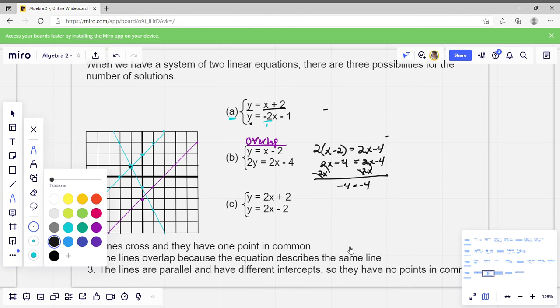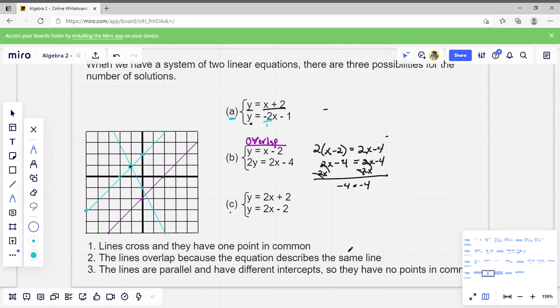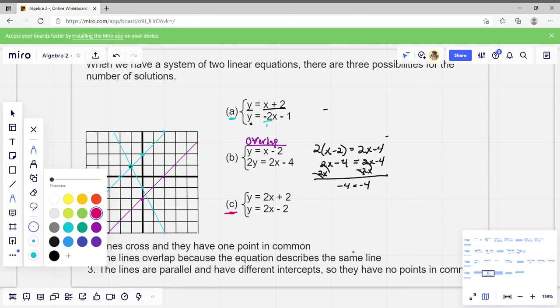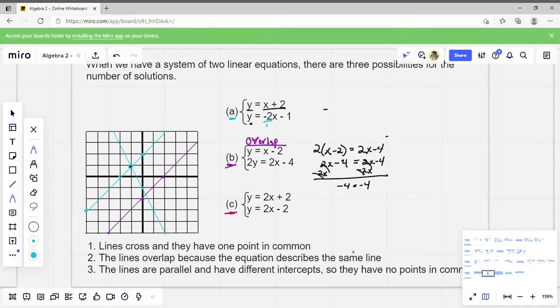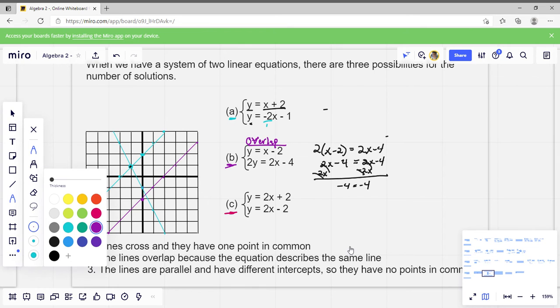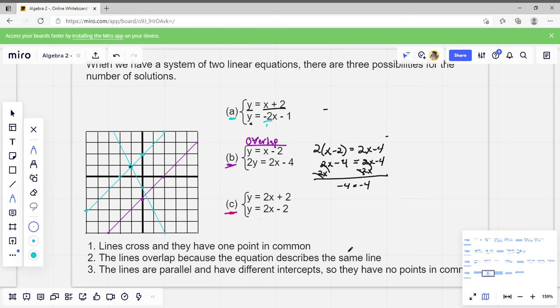Alright, and then the other possibility is going to be an equation that looks like this. Okay, the purple is that one. Alright, so this one is 2x plus 2. So plus 2 means we go up here. And then 2x means 2 over 1. So we go up 2 over 1. We could go down 2 backwards 1. Okay, draw a line for that.